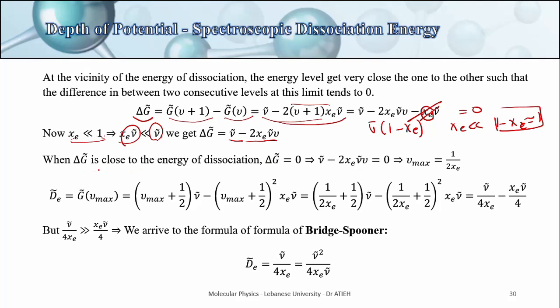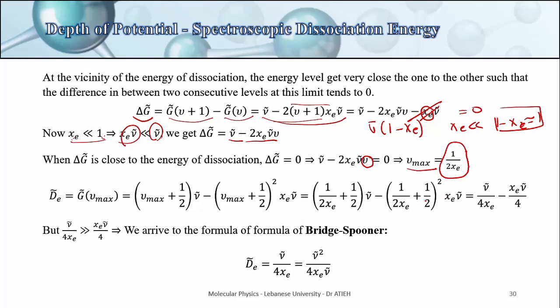So now if delta G tends to 0 at the energy of dissociation, put it equal to 0 and try to find this nu. This is the nu max. We have said that the energy of vibration cannot increase indefinitely. It must increase to a maximum because after that there's a dissociation. So at dissociation, we are calculating nu max. Nu max, as it appears, is equal to 1 over 2xe.